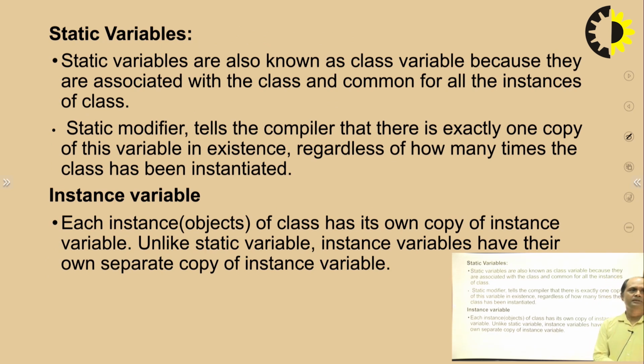What is a static variable? Static variables are also known as class variables because they are associated with the class and common for all the instances of the class. The static modifier tells the compiler that there is exactly one copy of the variable in existence regardless of how many times the class has been instantiated. What is the instance variable? Each object of the class has its own copy of the instance variable. Unlike a static variable, instance variables have their own separate copy.